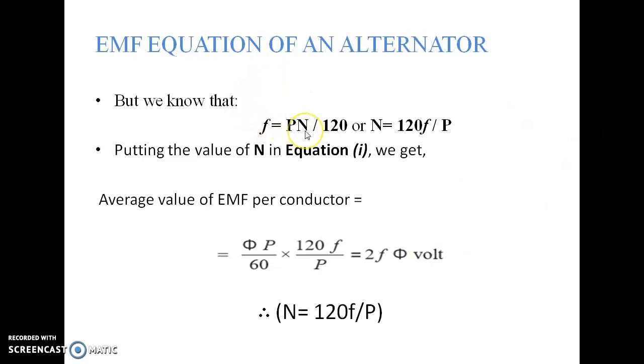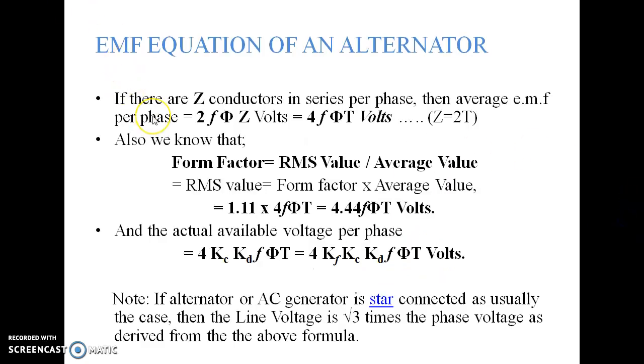But we know N equal to 120F by P, or F equal to PN by 120. Putting this value of N, 120F by P, in equation 1, we get the average value of EMF per conductor as ΦP by 60 into N. Instead of N we write 120F by P, which is nothing but 2FΦ volt. Now, if there are Z conductors in series per phase, then the average EMF per phase will be 2FΦZ volts. If we write Z equal to 2T, the average EMF becomes 4FΦT volts.